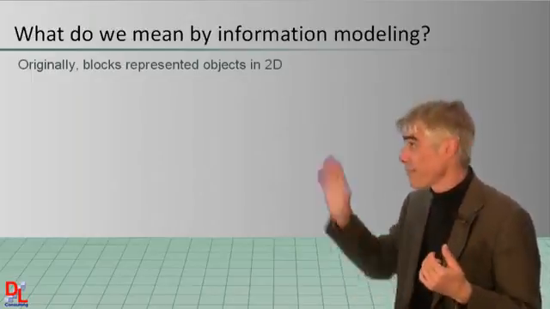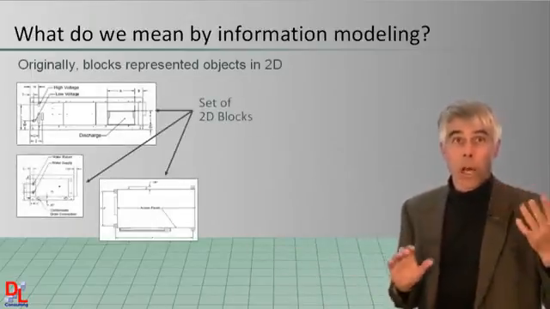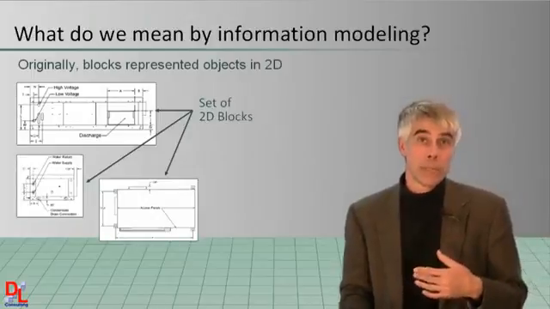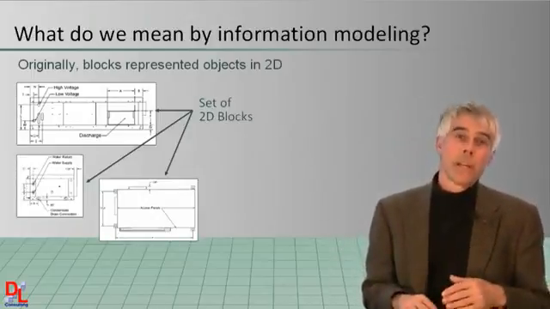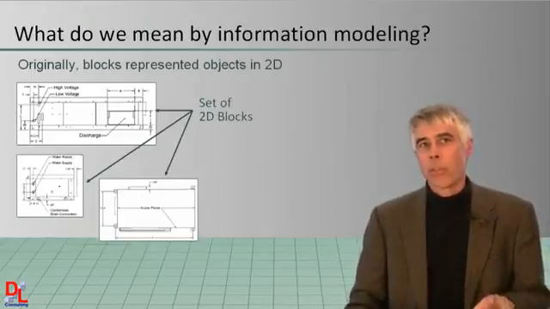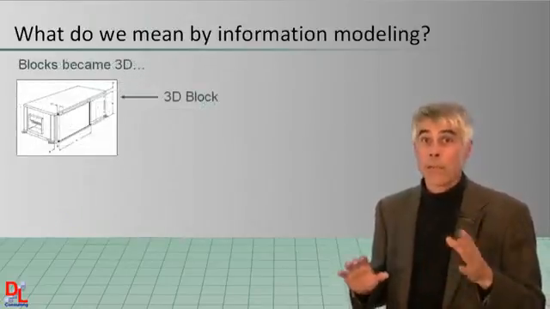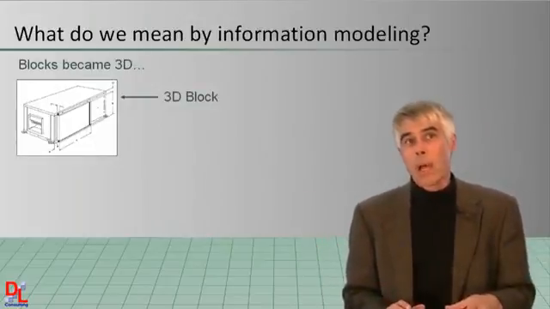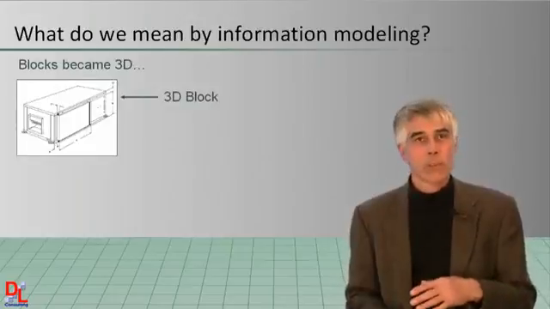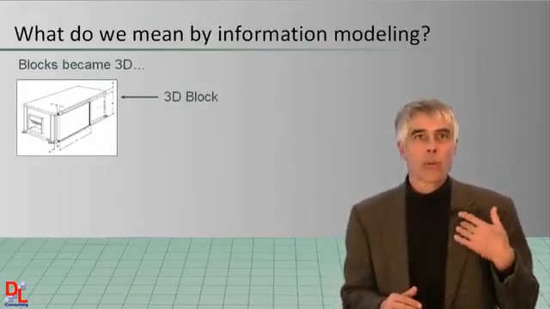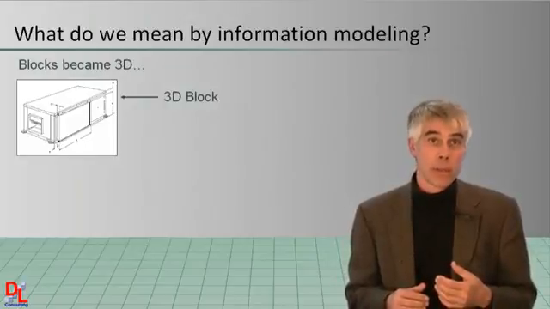For example, here's a set of blocks that provide 2D plan and profile representations of a water source heat pump, which might be used, for example, in an HVAC installation. Now, as CAD technology expanded to 3D, these blocks evolved as well to be three-dimensional. The 3D CAD block could provide a better visual representation of the real-world object, and this continued to get better as software to create realistic image rendering was adopted.